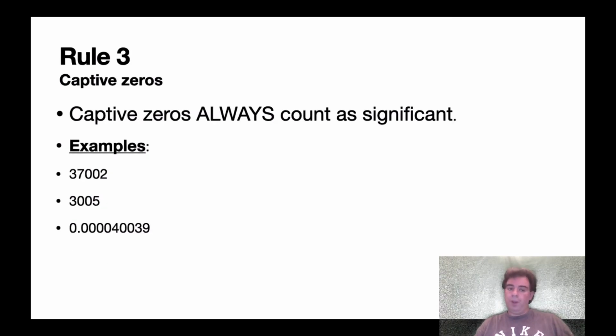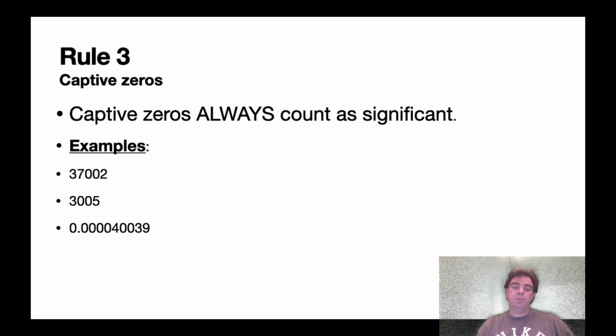Moving on to rule number 3, captive zeros. Captive zeros, if you recall, are between two numbers. Captive zeros always count as significant. Let's look at the following example, 37,002. You see the 2 zeros in the middle? Those are captive zeros because they're between 7 and 2, and therefore count as significant. So in this case, the 3, the 7, the 0, and the 2 all count as significant for a total of 5 significant figures.